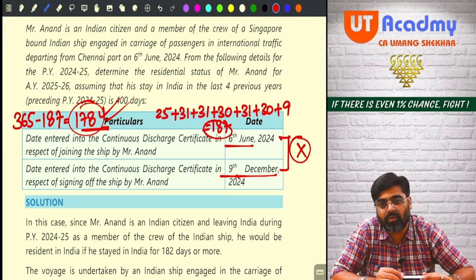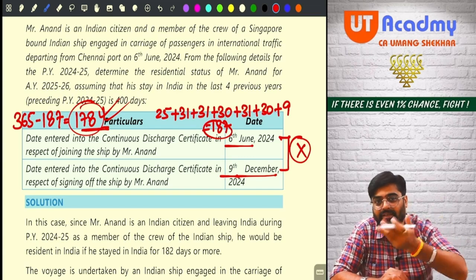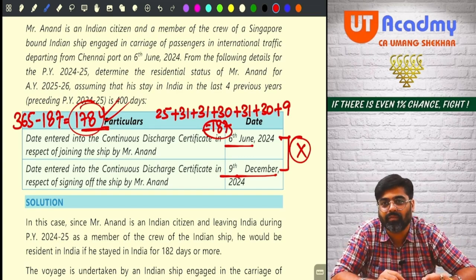Is it more than 182 days? Is this stay more than 182 days? 182 days or more? No. Basic condition A not fulfilled. Check B. Or not to check B. Not to check. Why?